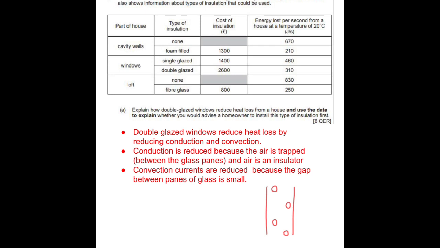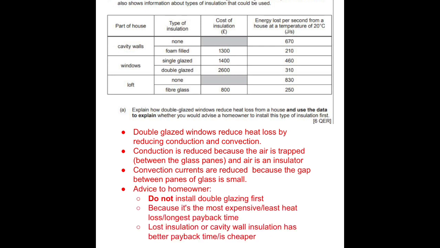The second part of this question would be talking about the advice you want to give the homeowner. So the advice you'd want to give the homeowner is probably not to install double glazing first, and that's because if we look at the information in the question, if I have a look up here, I'll circle what I'm looking at. So the amount of heat loss per second, the difference between those numbers is only about 100 or something. That's quite a small number compared to these two.